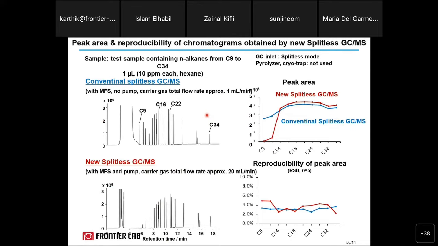Another important finding during this development: our pre-column is expected to retain all these pyrolysates. At the same time, to improve the sensitivity, we found a cryotrap can be attached. Why do we say that? We have taken this sample, the n-alkanes from C9 to C34. What we can see is that with the new splitless sampler we cannot find anything below C9. It's mainly because we are losing them. But with the cryotrap, this can be improved.